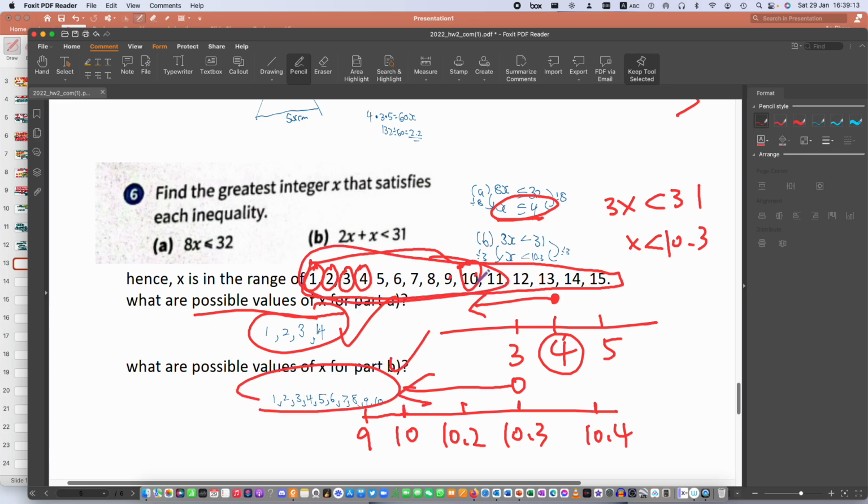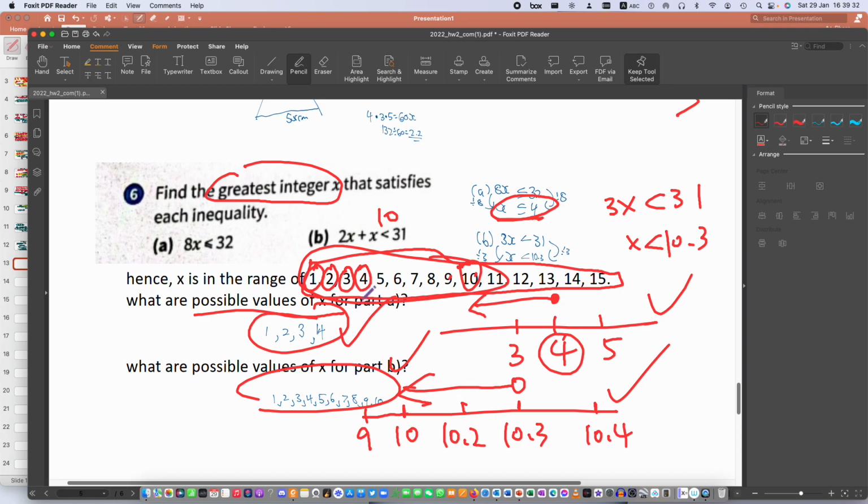Are you clear? So before you choose the numbers, I need you to get me the number line. From the number line, then you pick yourself. Are you clear? Okay. So what is the greatest? If they ask for the greatest, the answer is 10.